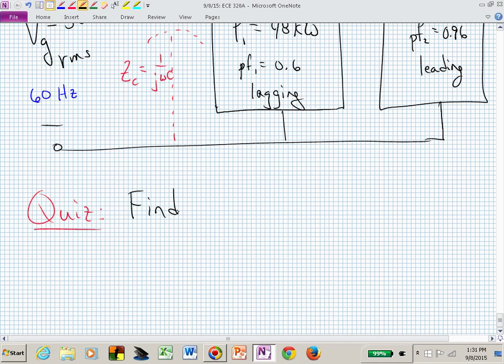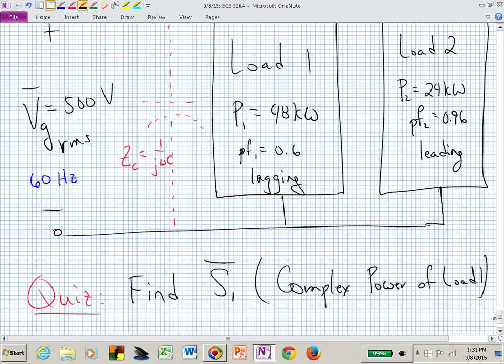But can you, from what you're given, you don't have to turn this in, but I want you to find the complex power S1. So this is a hypothetical quiz. This is the complex power of load 1. With the given information, give me that power. Complex. And you can talk to your neighbor if you want, if you think that will help. And this is only for load 1.